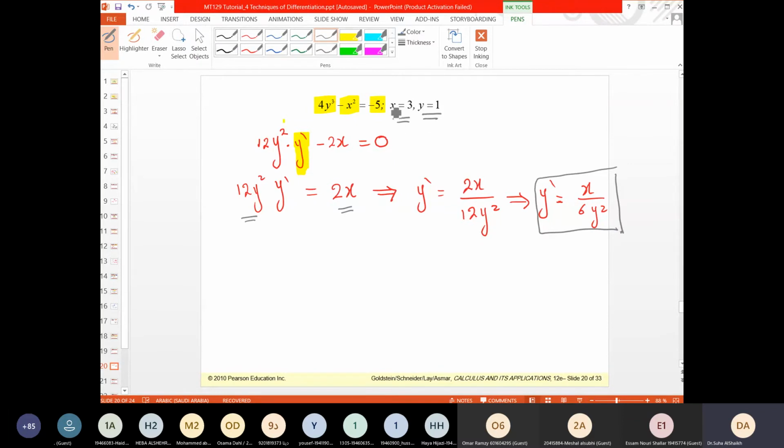They said they want me to find the derivative when x is 3 and y is 1. So we find y dash at x equals 3, y equals 1. So change the x with 3, change the y with 1. This will be 3 over 6. This will be half, and this answers the question. Okay?